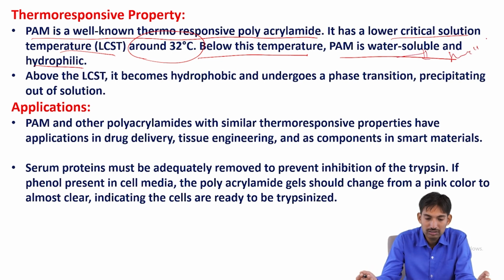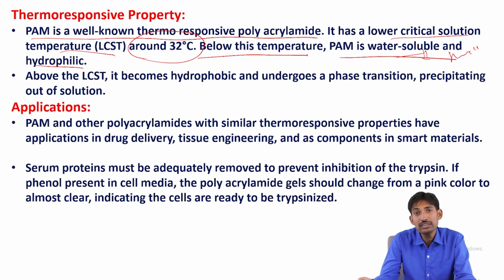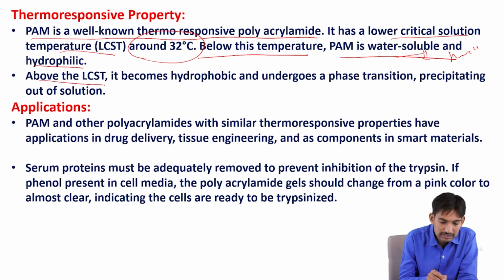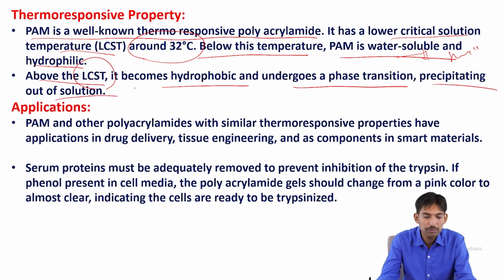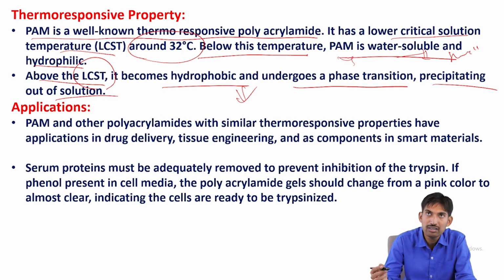Below 32 degrees centigrade, what happens? Hydrogen bonds form between the water molecules and the amide groups present in the polyacrylamide below the LCST. Above the LCST of 32 degrees centigrade, it becomes hydrophobic and undergoes phase transition, precipitating out of the solution. The hydrogen bonding between PAM and water molecules breaks above the LCST, and precipitation takes place.